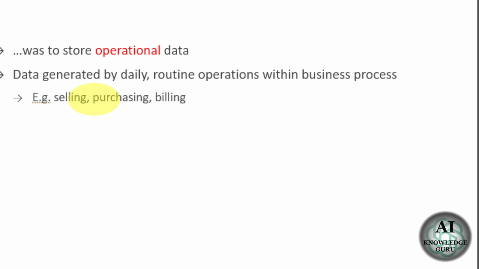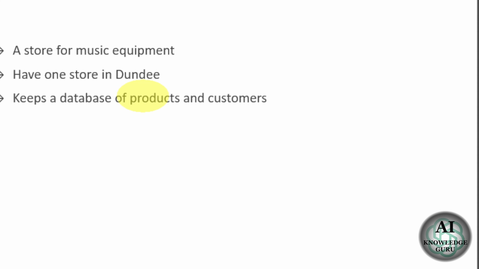So what is the traditional role of databases? It was to store operational data. Are we using databases for that? Data generated by daily routine operation within business process. For example selling, purchasing, billing. Anything we do, the data gets generated. Now that's a traditional way. Usually in different businesses, there is a different sort of data.